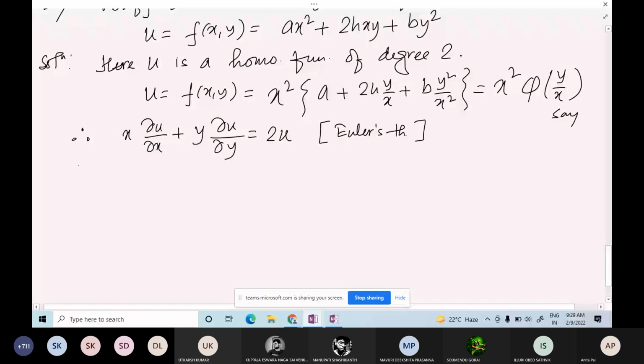Here you take u equal to f of xy, taking common. Now we have, what is the question? The question is to verify Euler's theorem for the given function. So first thing, we have shown that it is a homogeneous function and the degree is 2.